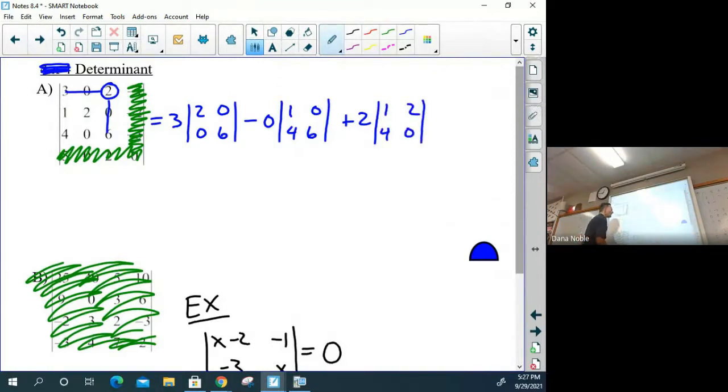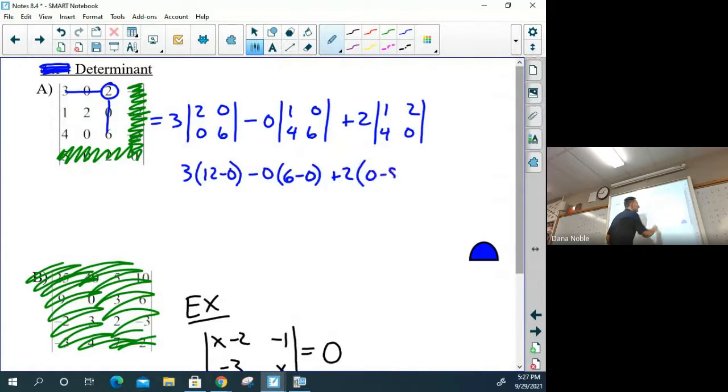So now we can go ahead and do our computation of the minors. 3 multiplied by AB, which is 12 minus 0, minus 0. And now you're kind of looking at this like, well, if there's a 0 in front, it doesn't matter what's on the inside. And you're very right, because that's going to be 6 minus 0 plus 2 multiplied by 0 minus 8. So multiplying it out, 36 minus 0 plus 16.